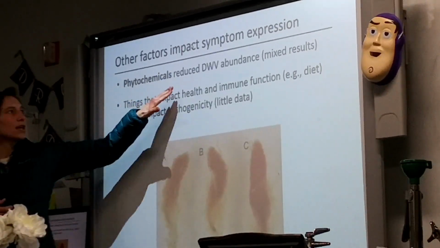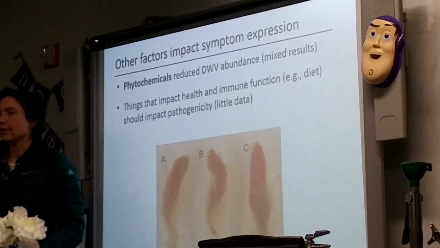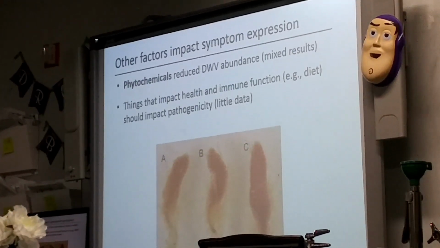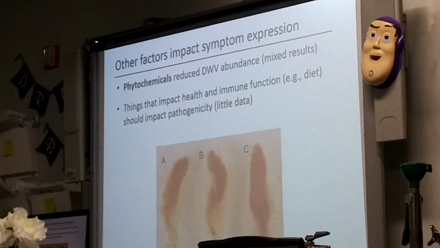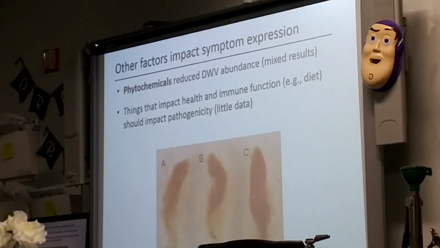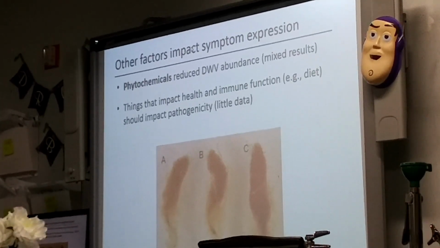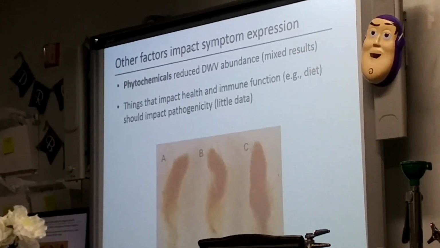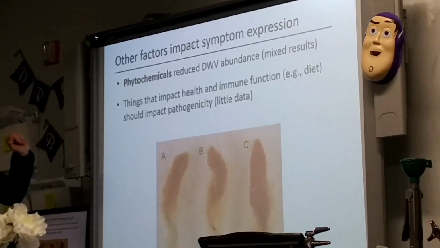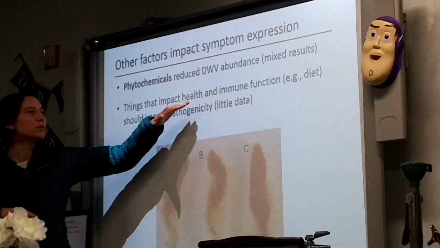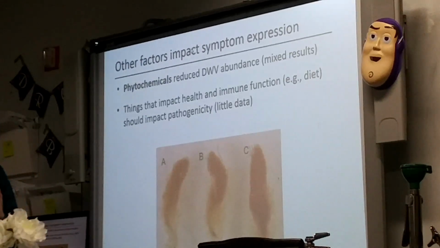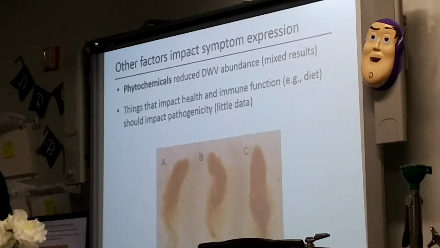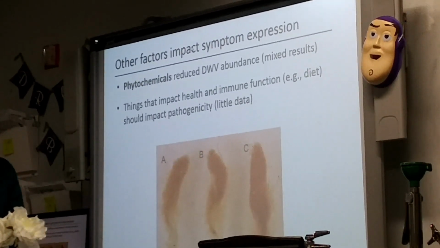Some of these chemicals have been shown to reduce deformed wing virus abundance. So when you feed the bees these particular chemicals, they tend to show lower levels of deformed wing virus, and are less likely to show symptoms. Something like diet also impacts the health and immune function of a bee, generally speaking, which means it'll be more resilient to an infection and more likely to overcome it.